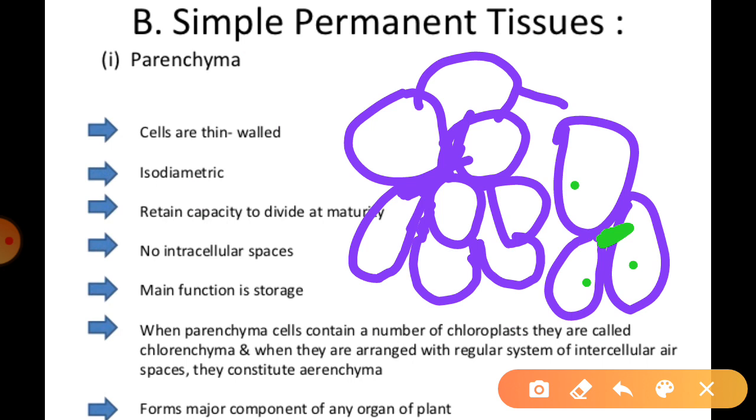And we can say the cells have a large central vacuole and peripheral cytoplasm, with a conspicuous big nucleus also. They can show such structures in those particular conditions.